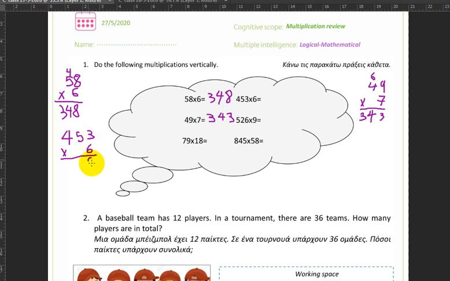6 times 3 makes 18, so I write 8, carry 1. 6 times 5 makes 30, plus 1 that I carried over makes 31. I write 1 and carry 3. 6 times 4 makes 24, plus 3 that I carried over makes 27. So my result is 2,718.